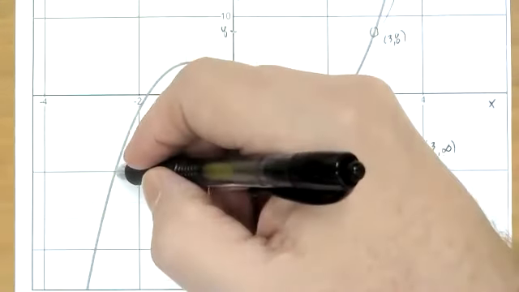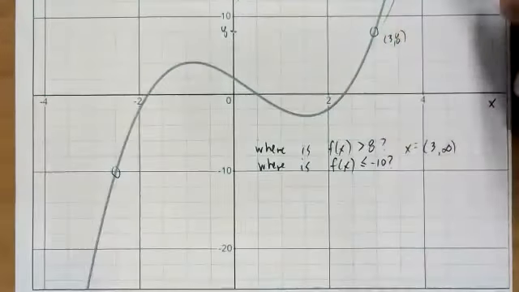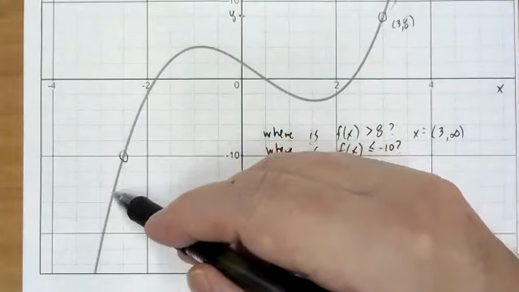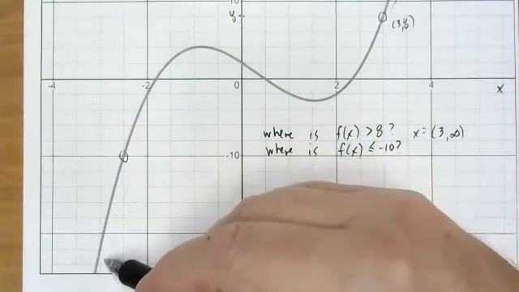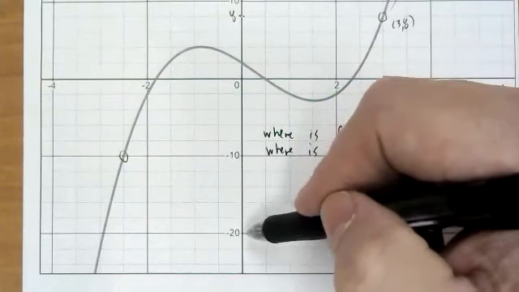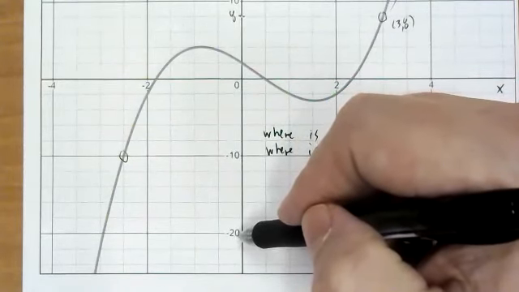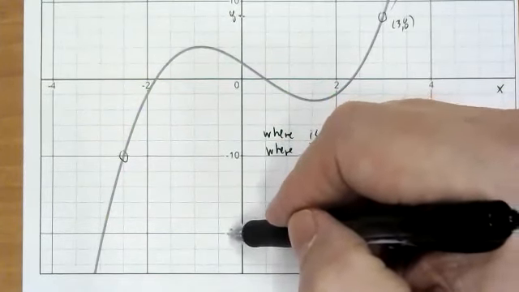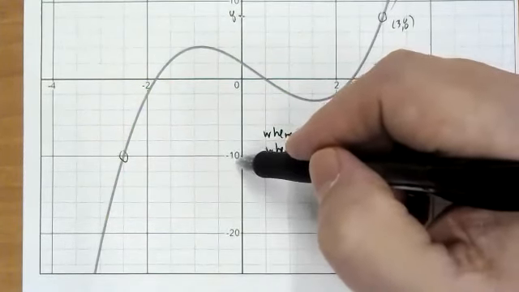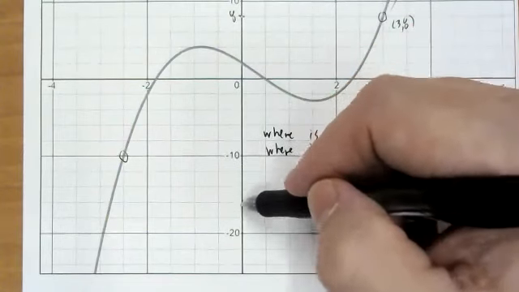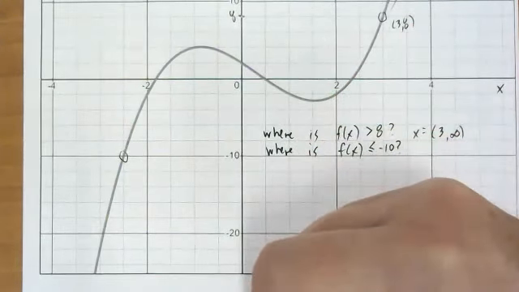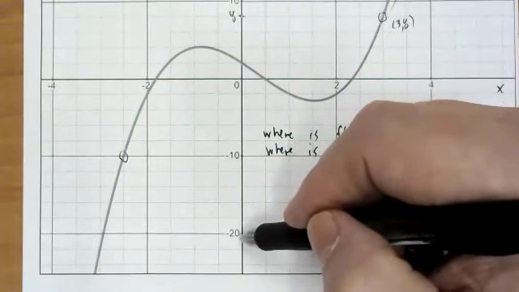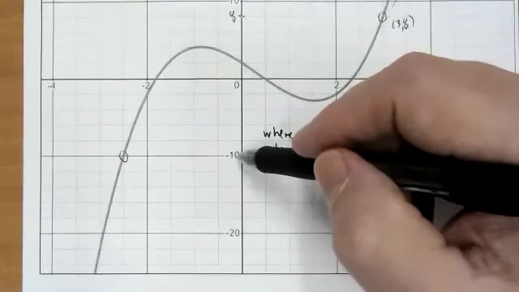So I go to my, and you notice this portion of the function is less than negative 10. So even though it looks like a bigger number, but once again, because it's a negative number, negative 20 is actually less than negative 10. The farther down you go, the smaller the numbers get, even though you can get tricked because it looks like a bigger number, but it's actually not. Negative 20 is a smaller number than negative 10.